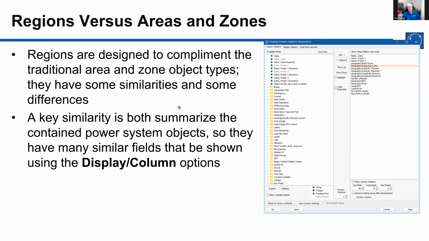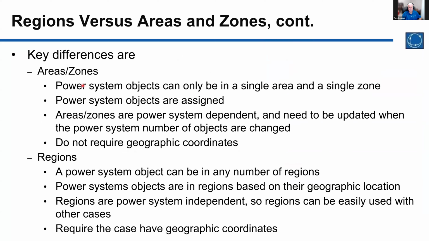But just like an area and zone, they show lots of different fields. So if you right-click and look at the display column option for an area or zone, you're going to have lots of different fields that you can show. These same fields are available with regions. The key difference is power system objects can only be assigned to a single area and a single zone. You have to assign them, and that makes areas and zones power system dependent, and they need to be updated when things like bus numbers change. The advantage, of course, of areas and zones is they don't require geographic coordinates.